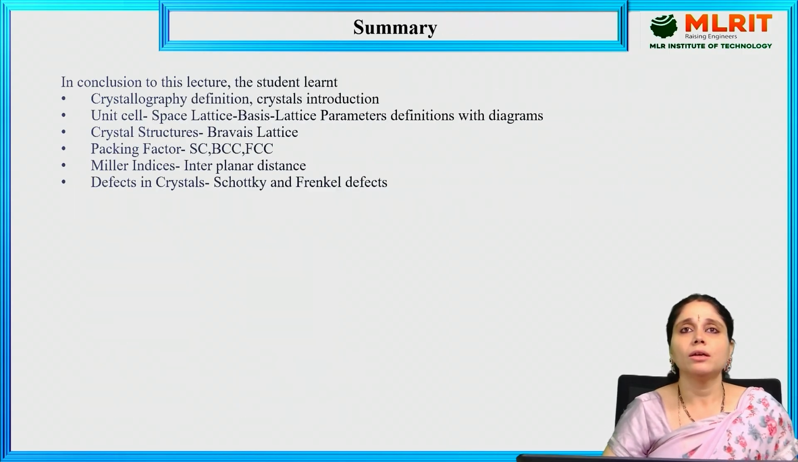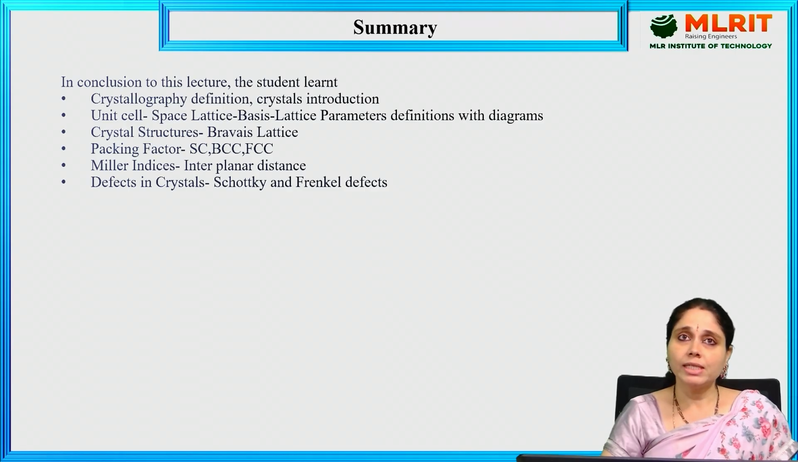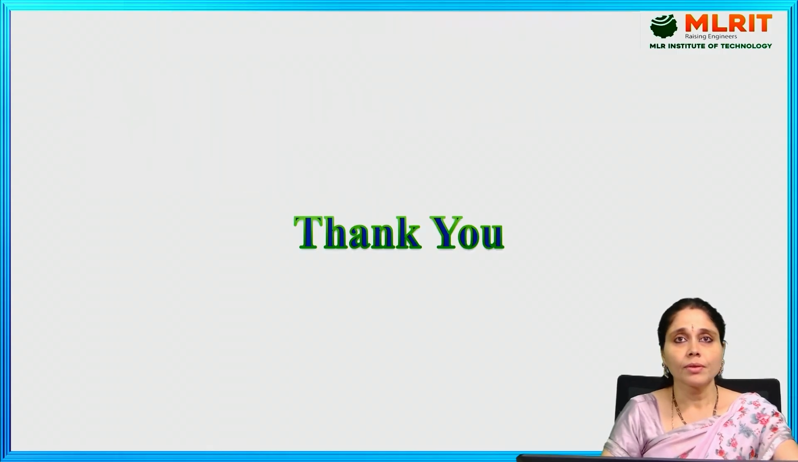So, in summary, in conclusion to this lecture, what you have learned till now: crystallography definition, introduction, unit cell, space lattice parameters definitions with diagrams in the first lecture, and crystal structures, Bravais lattice from the first lecture itself, packing factor, simple cubic, face-centered cubic, Miller indices, interplanar distance, and defects in crystals, Schottky and Frenkel defects. This is about the crystallography. Okay. Thank you.